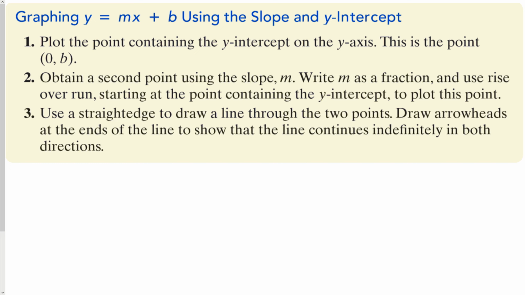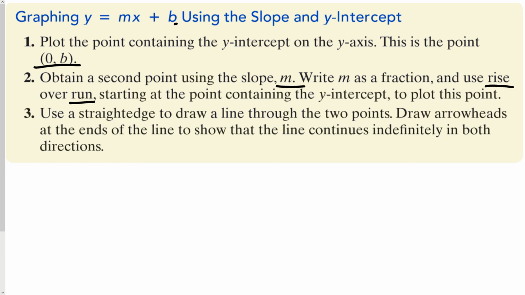Okay, so here's how we're going to graph if we have y isolated. If we have mx plus b, we're going to plot the point containing the y-intercept on the y-axis, 0, comma b, that number. Get the second point using the slope. We're going to write m as a fraction. If it's a whole number, we're just going to put it over 1 and use rise over run.